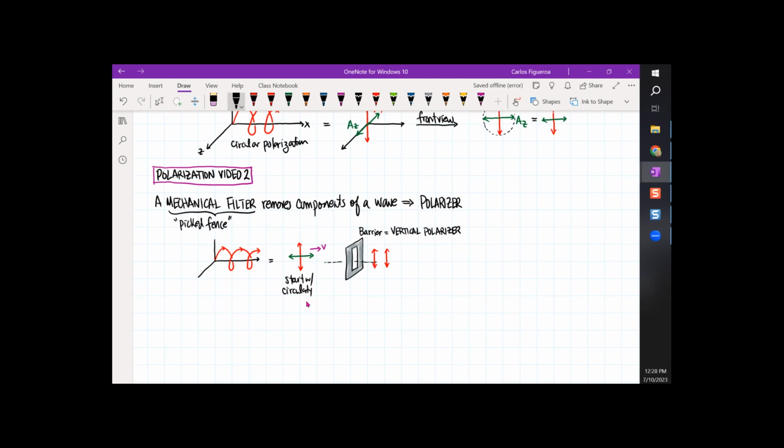So here what you do is that you start with circularly polarization, and then you end with vertically polarized light. In other words, what we're seeing here is that the vertical polarizer filters out the horizontal component.